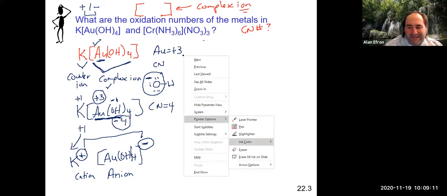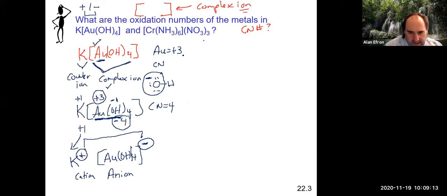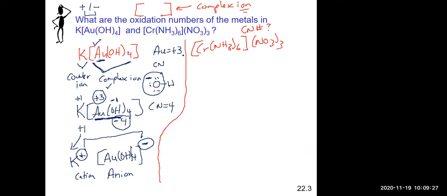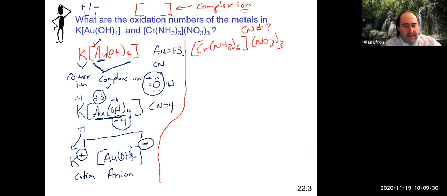So let's take a look at the second one. For the second one here, we got Cr(NH3)6 NO3 to the 3. And in this particular case, we do see that our complex ion is the first part. So this part here is our complex ion. The NO3 here is our counter ion.